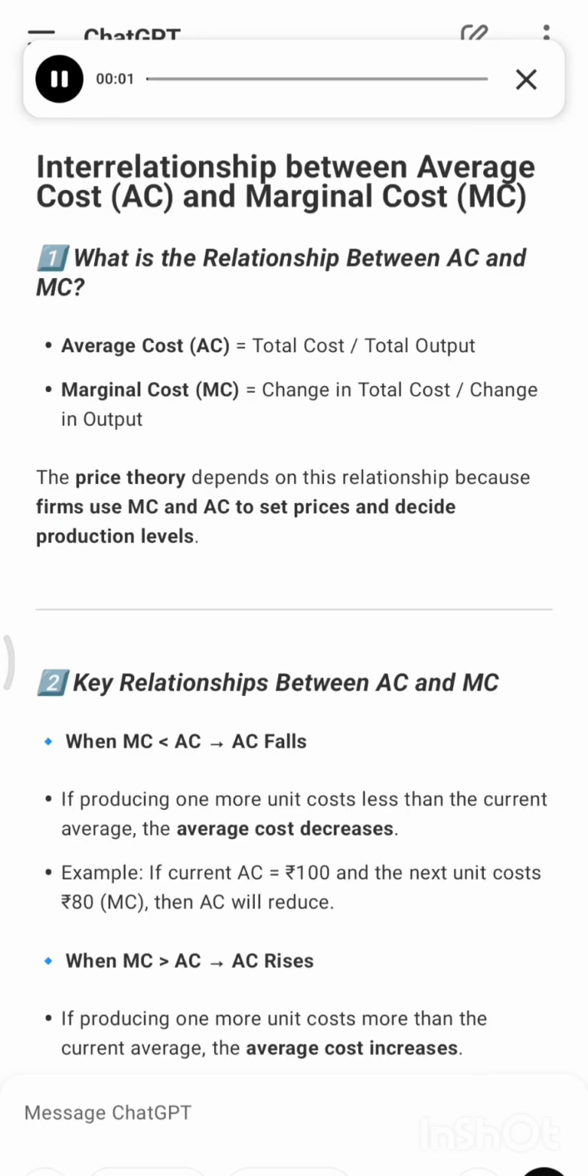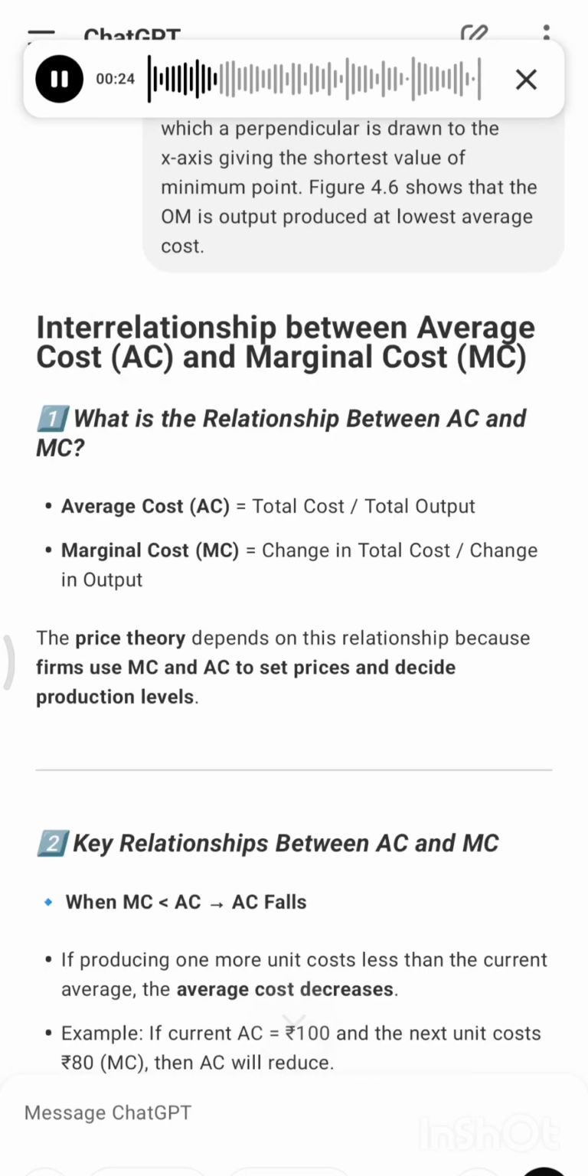Interrelationship between average cost AC and marginal cost MC. 1. What is the relationship between AC and MC? Average cost, AC, equals total cost divided by total output. Marginal cost, MC, equals change in total cost divided by change in output. The price theory depends on this relationship because firms use MC and AC to set prices and decide production levels.